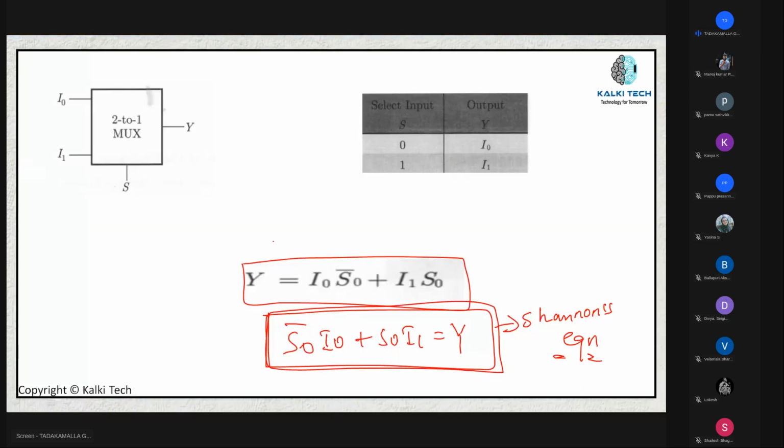Yes. So depending upon your select line, if it is equal to 0, you can substitute here. If s is equal to 0, then output y will be equal to simply I naught plus 0, which means y is equal to I naught. And if s is equal to 1, then your y will be equal to s naught bar, that means it will be equal to 0 plus I1. So y will be equal to I1. So from this expression also you can derive the output y.